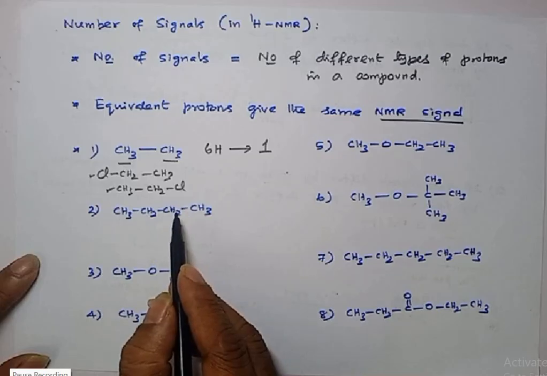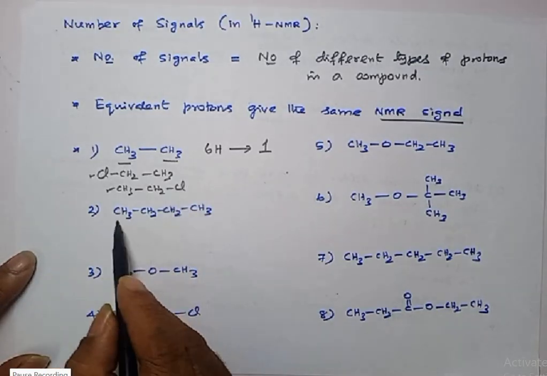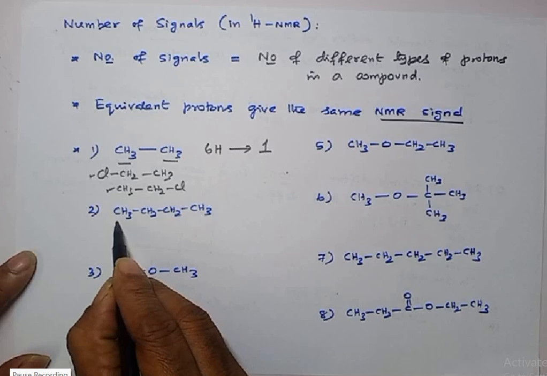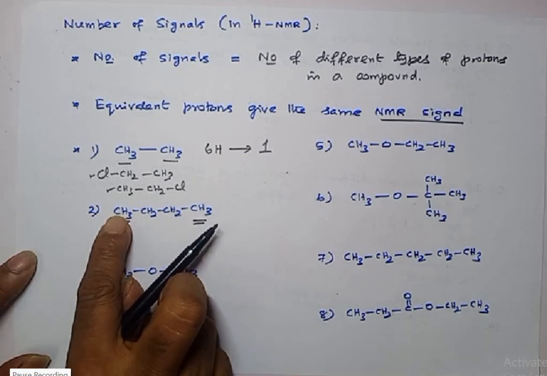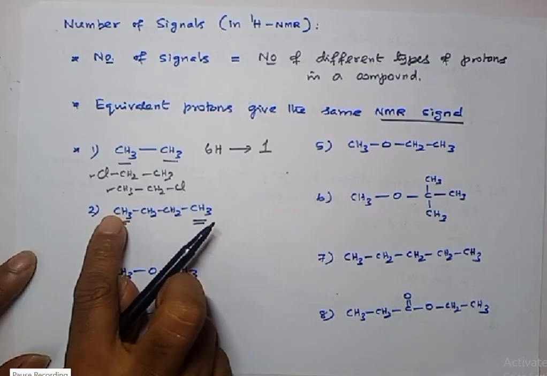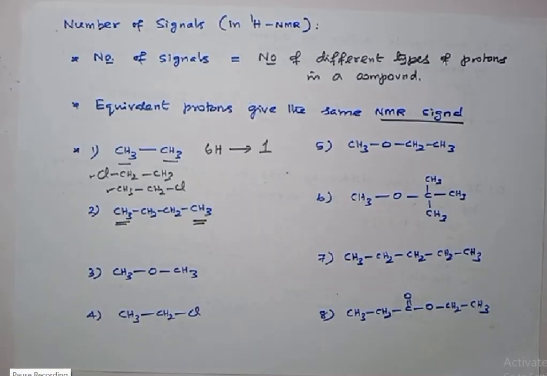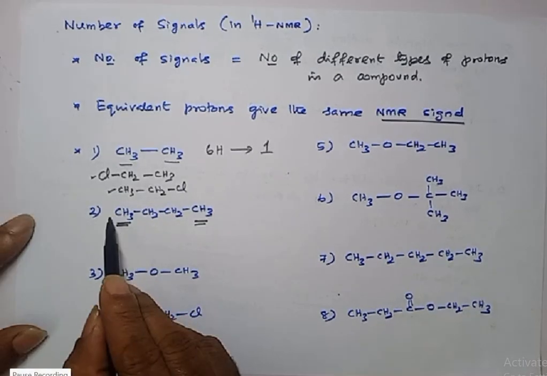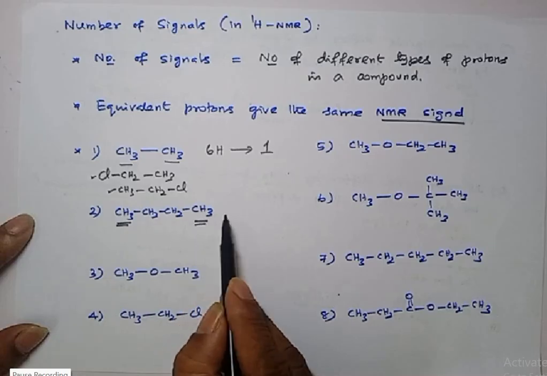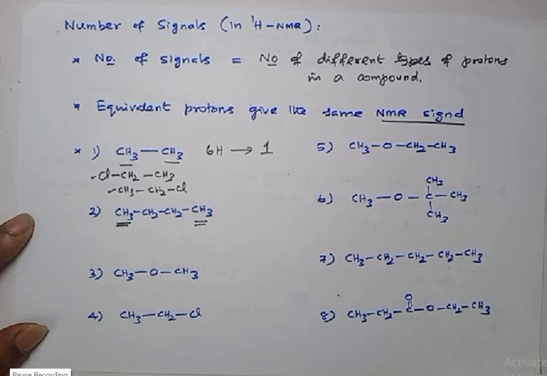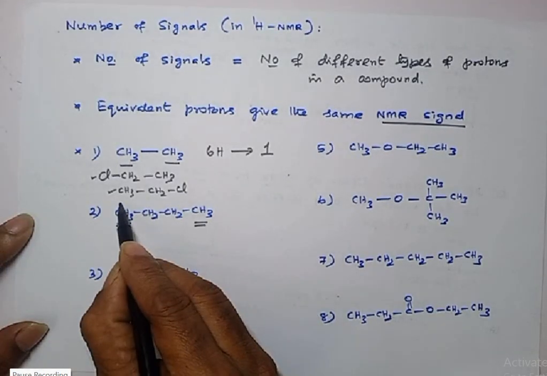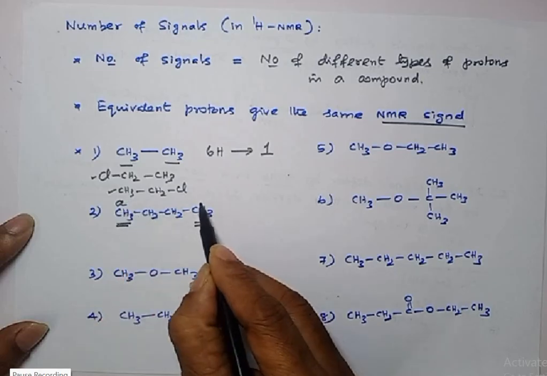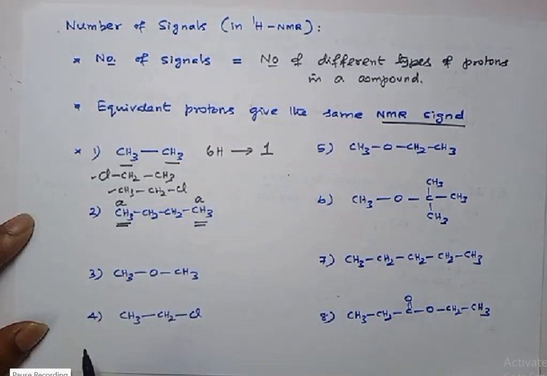Listen, how many different types of protons do we have? Suppose I take this methyl and this methyl. If I replace one hydrogen from this methyl by a chlorine, what will be the IUPAC name of that compound? Chlorobutane. Very good. You'll get 1-chlorobutane. If I replace this hydrogen by one chlorine, the same 1-chlorobutane. Therefore, see, these two protons are equivalent. If I say this proton is A, this proton is also A because I am getting the same name.